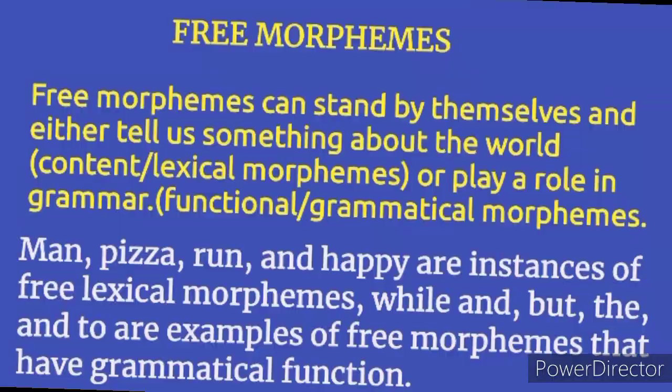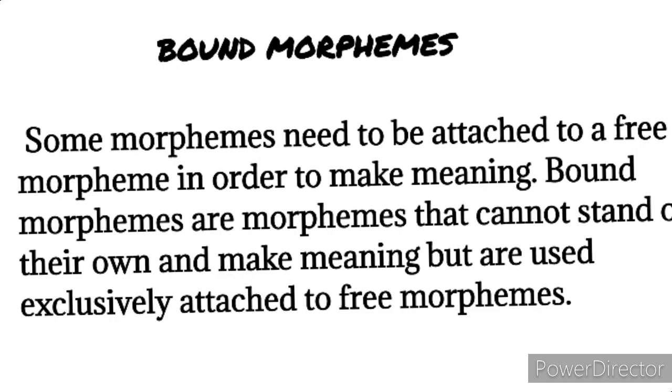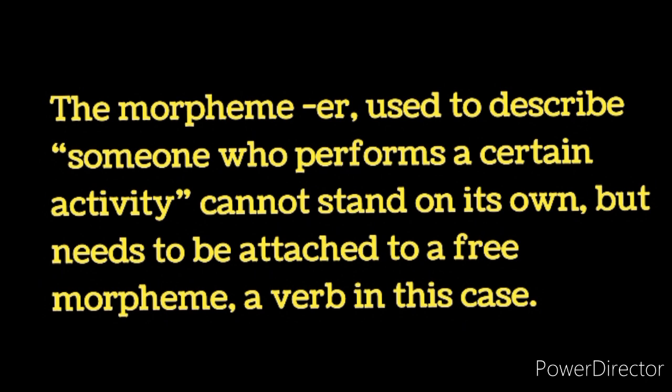Bound morphemes, on the other hand, are morphemes that need to be attached to a free morpheme in order to make meaning. Bound morphemes are morphemes that cannot stand on their own and make meaning, but are used exclusively attached to a free morpheme. That is, they are used with free morphemes to construct a complete word. The morpheme "er" used to describe someone who performs a certain activity cannot stand on its own and needs to be attached to a free morpheme, a verb in this case.